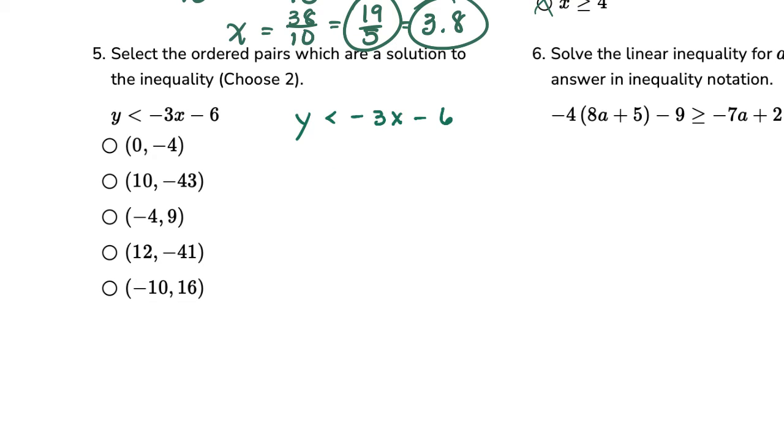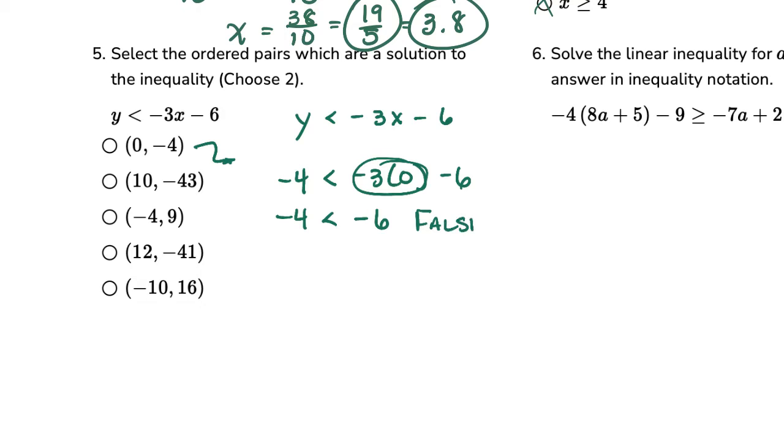So I'm going to plug in, for this first pair, it says when y is -4, and I'm going to put a 0 in for x. Negative 3 times 0 is 0, so negative 4 is less than negative 6. That's false. Negative 6 is less than negative 4, so it's not this. Now we're supposed to pick more than one possibly, so if we find anything else that's true, we'll have to pick it.